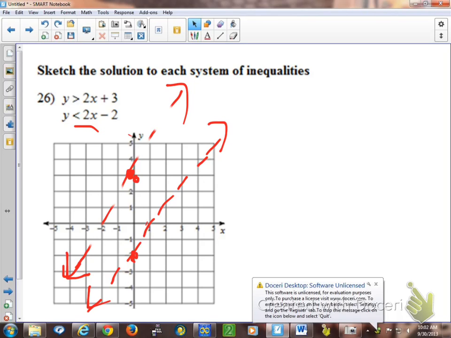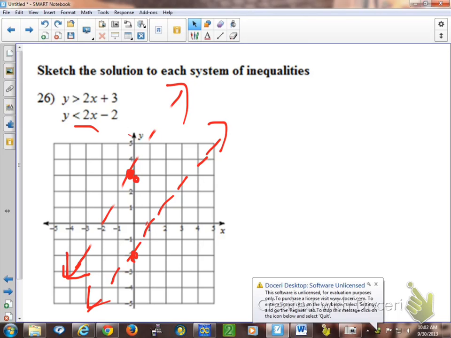So the number with the x is your slope. The number by itself is your y-intercept. That's where it crosses the y-axis. So it goes on the -2, positive 3. Now, we are shading: y is greater than, so we're shading above the top one, and y is less than, so we're shading below the bottom one.